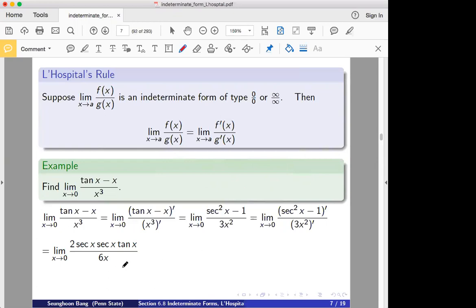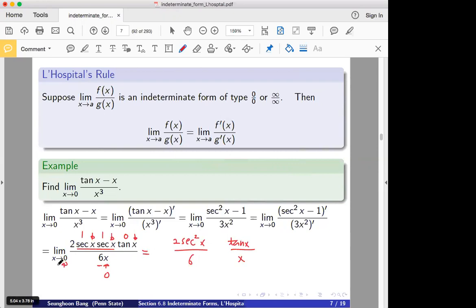Next, let's split. You plug 0 into here. Secant of 0 is 1. Tangent of 0 is 0, so plugging 0 into x, this is 0. You can just split the non-zero part and the zero part. The non-zero part is 2 secant squared of x over 6. The zero part is tangent of x over x.